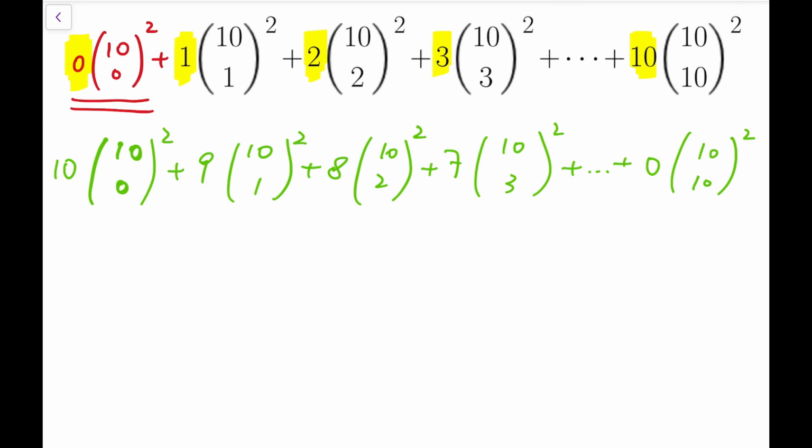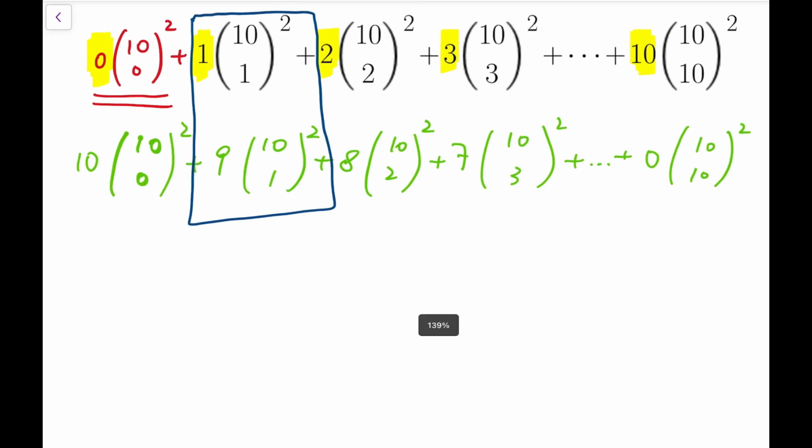And that way, the coefficients of the like terms, say for example, the second column, 1 times 10 choose 1 whole squared and 9 times 10 choose 1 whole squared, have coefficients to be 10 when I add them up. And this will hold for all kinds of like terms among the two sums. So now I'm going to add them up.